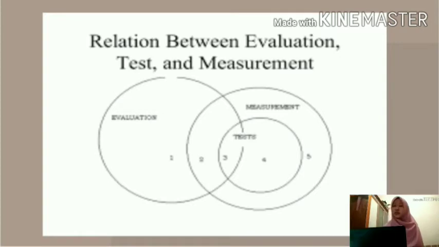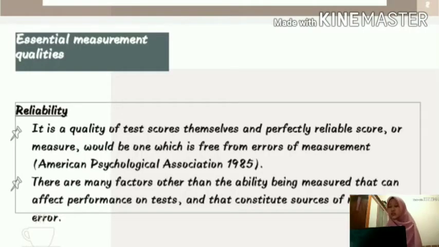It explains that not all measures are tests, not all tests are evaluative, and not all evaluation involves either measurement or tests. So that's the explanation from the figure. And then the next is essential measurement qualities.